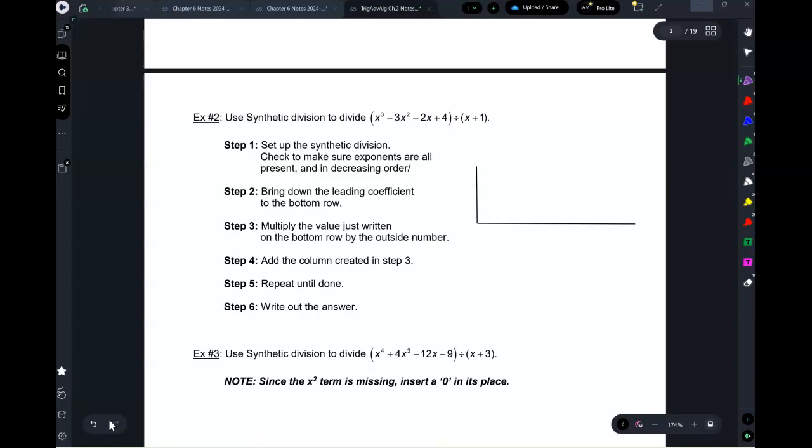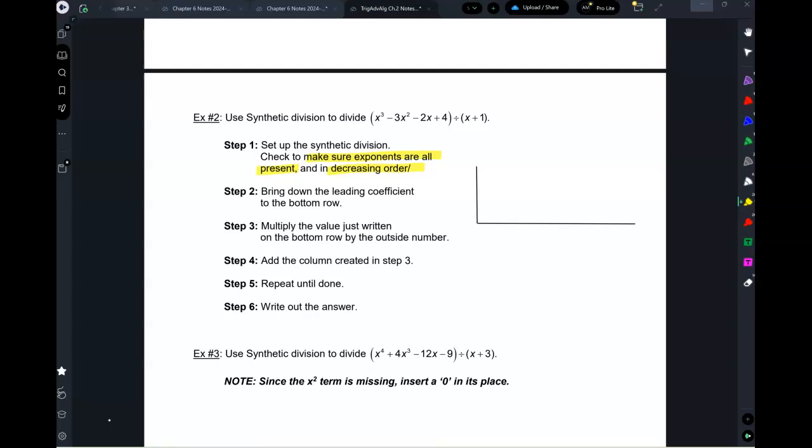So what is synthetic division? Here we go. We want to divide this polynomial by x plus 1. For your first step, we're going to set up the synthetic division. What we do is draw half of a rectangle like this, like a little chart. Before you even start, you want to make sure that all of the exponents are present and in decreasing order.